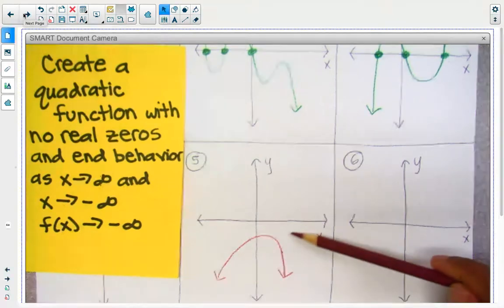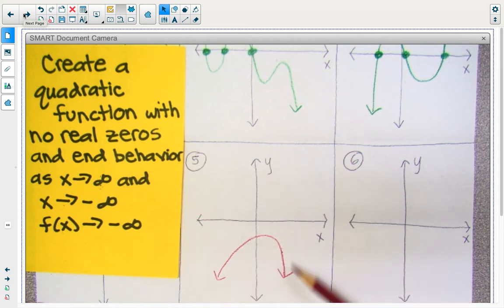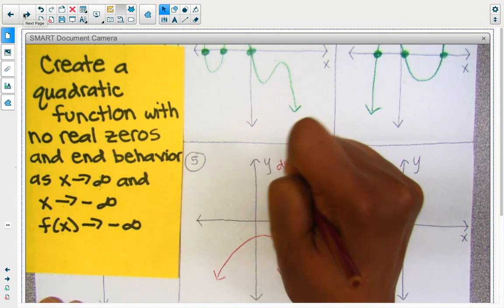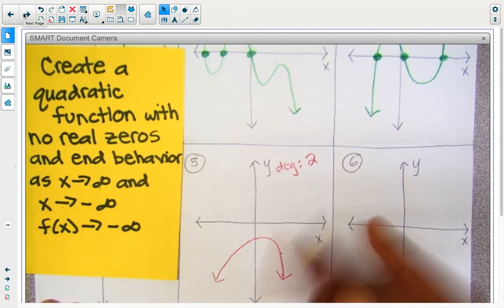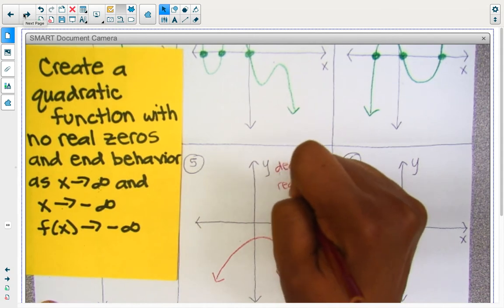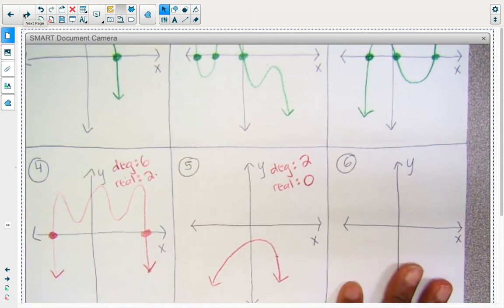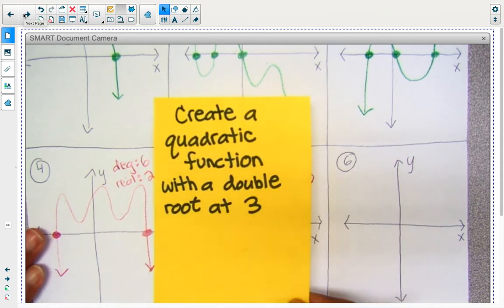If you wanted to draw it all over here in the 4th quadrant, or all over here in the 3rd quadrant, we just had to make sure it was going down. So our degree, quadratic function, is 2. And no real zeros. So my real solutions, there are no real solutions, no real zeros. And last but not least, and then we can do some compare and contrast and go back and talk about our imaginary solutions.